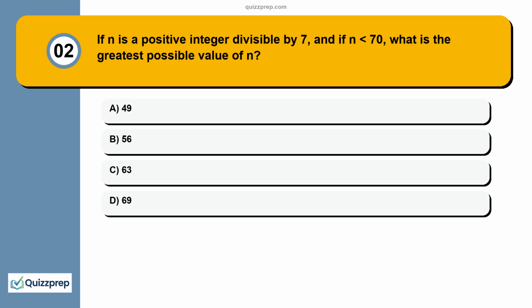Question 2. If n is a positive integer divisible by 7, and if n is less than 70, what is the greatest possible value of n? 49, 56, 63, 69.